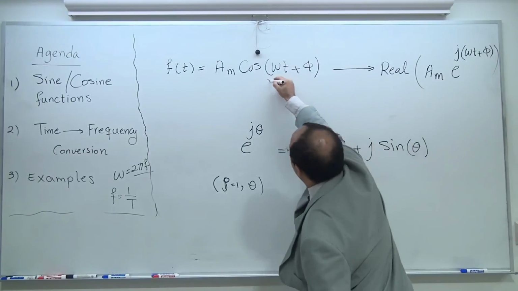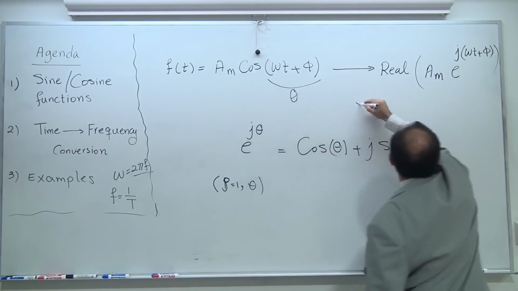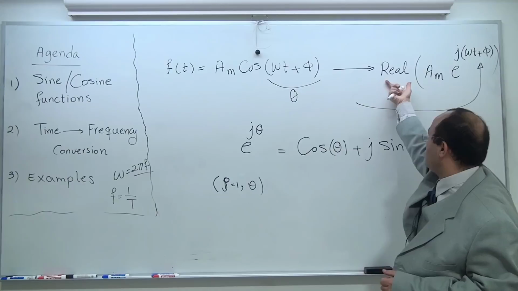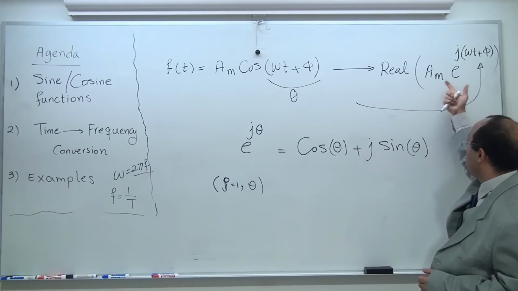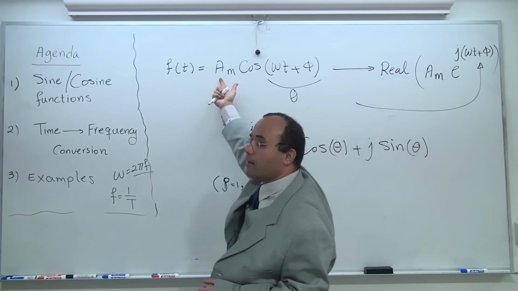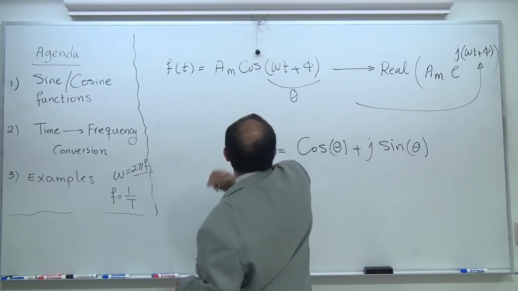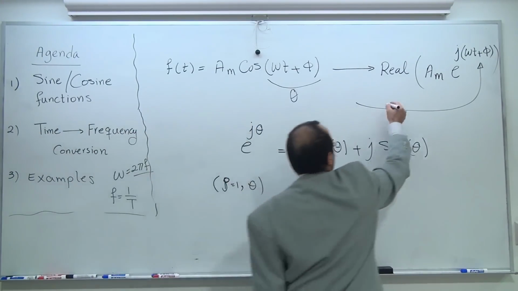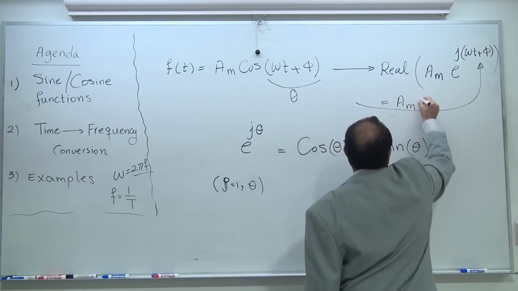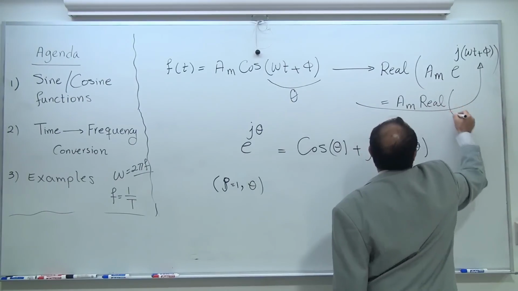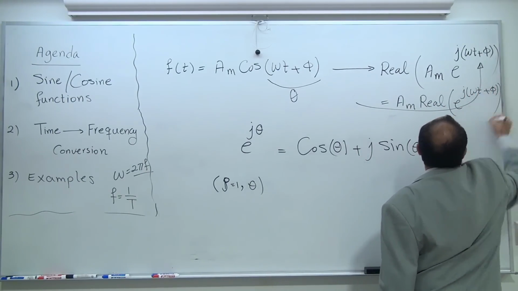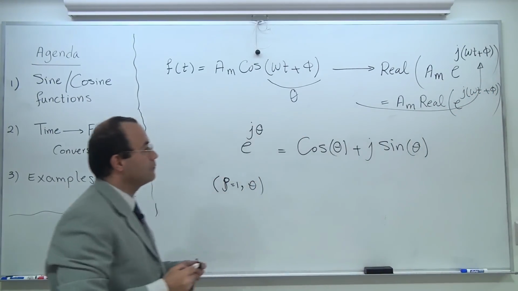I can take this as my theta and actually show it in this one. If I have it done, the real part of that function, Am is constant, Am is real, Am is positive, it can easily come out. Basically, this is going to be equal to Am, real part, e to the power of j omega t plus phi. Okay.